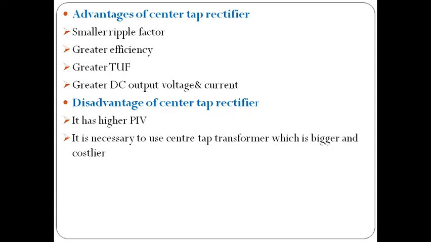So to avoid these two drawbacks in the center tap full wave rectifier, we are moving to the bridge rectifier. So we'll discuss it in the next class. Thank you.